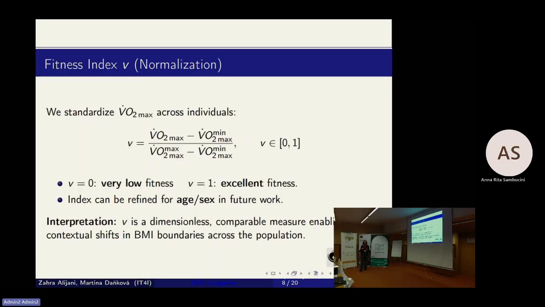And what is the interpretation? V is dimensionless, so it can be compared across measures, and BMI boundaries can be shifted across the population.